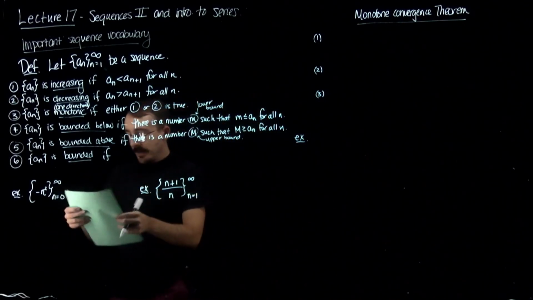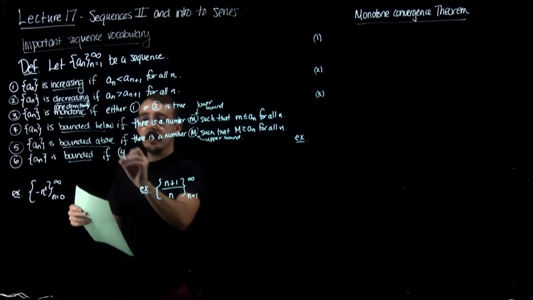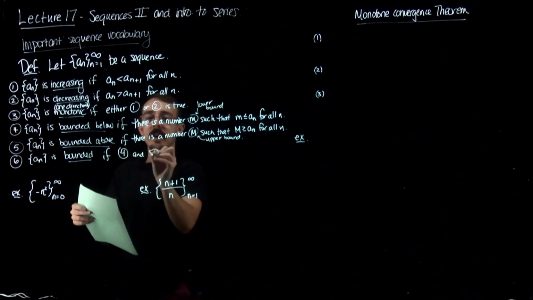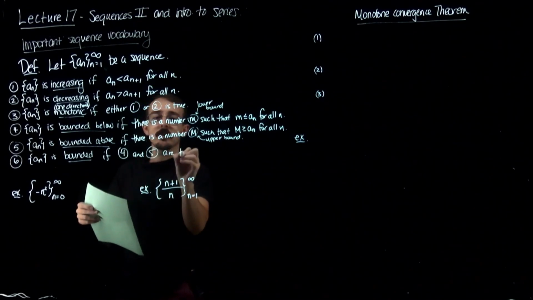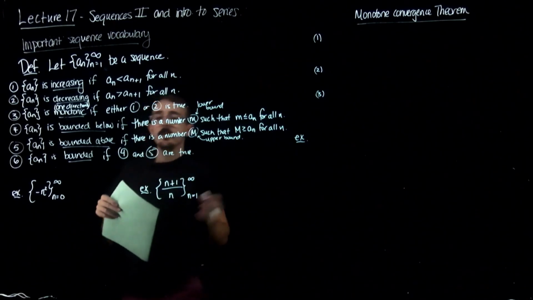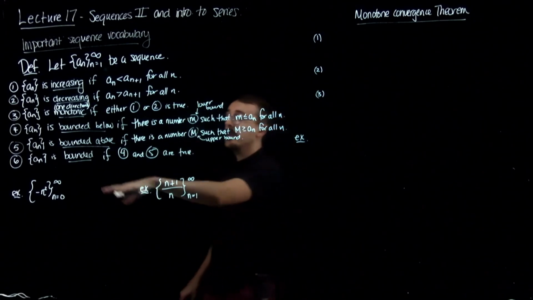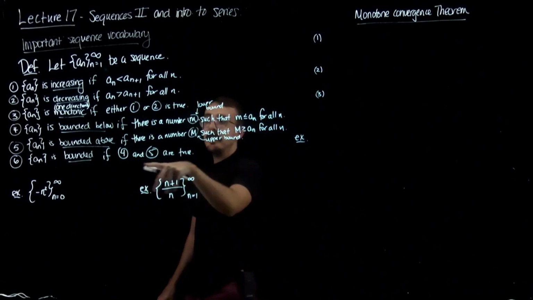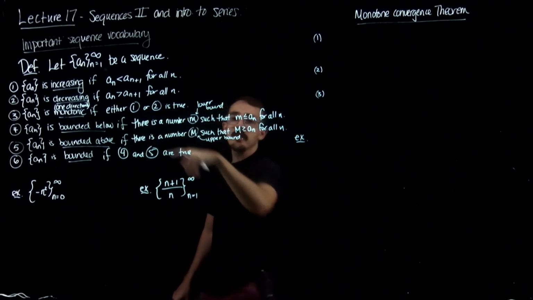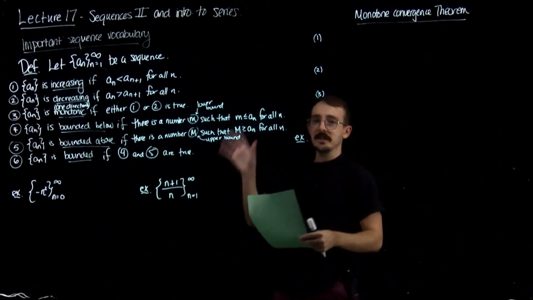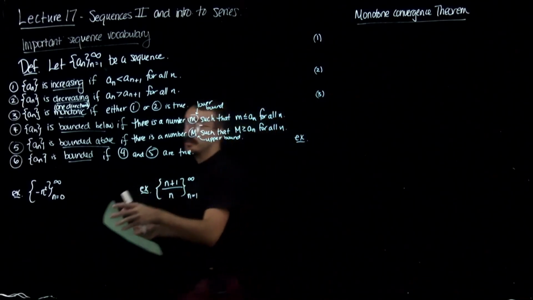And then if you're bounded, that means 4 and 5 are true. So notice the difference here. For number 3 to be true, only one of these has to be true. But if you're a bounded sequence, to be bounded means you have to be bounded from above and below. OK, so here are the definitions. Let's apply them to some examples.